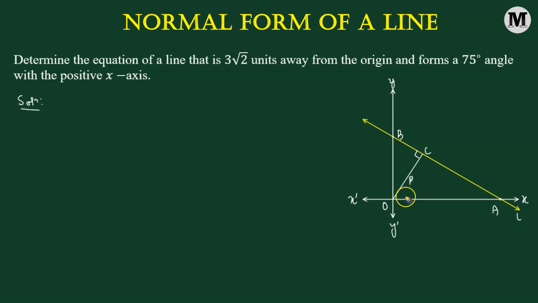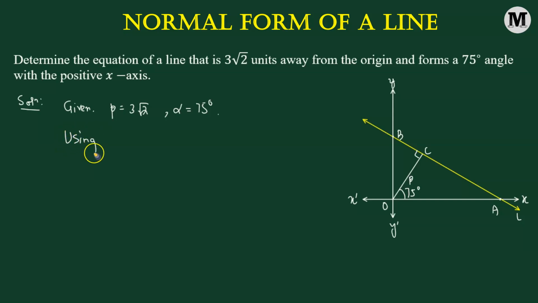Now the perpendicular line is going to make an angle of 75 degrees with the positive direction of x-axis. Our goal will be to determine the equation of this line. So here, let's write down whatever is given to us. It is given that the perpendicular distance of the straight line from the origin is 3 times square root of 2 units, and alpha, which is the angle that the perpendicular line OC makes with the positive direction of x-axis, is 75 degrees. So our goal will be to determine the equation of the straight line.